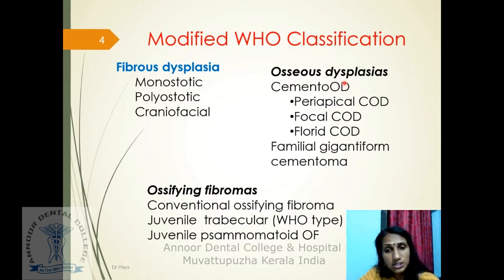Osseous dysplasias are further divided into cemento-osseous dysplasia, which is further subdivided into periapical, focal, and florid, and also you have another variety called familial gigantiform cementoma. These are the different varieties of osseous dysplasia. And the third category under fibro-osseous is ossifying fibroma. That is again further subdivided as the conventional type of ossifying fibroma, juvenile trabecular type, and juvenile psammomatoid type of ossifying fibroma. So these are the different kinds of fibro-osseous lesions, or the classification of fibro-osseous lesions.